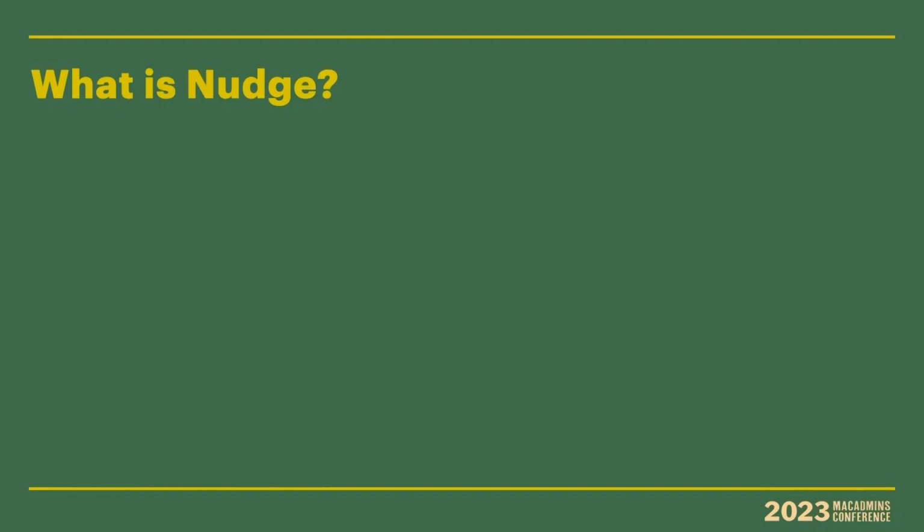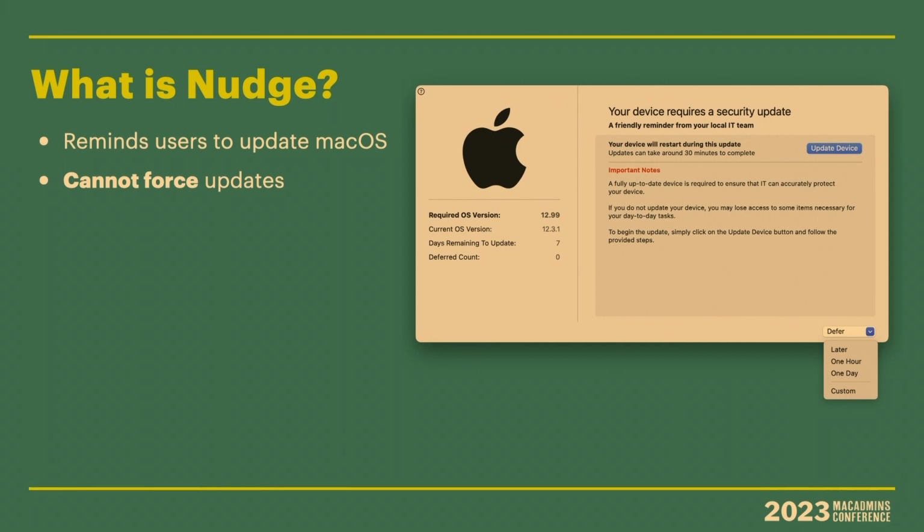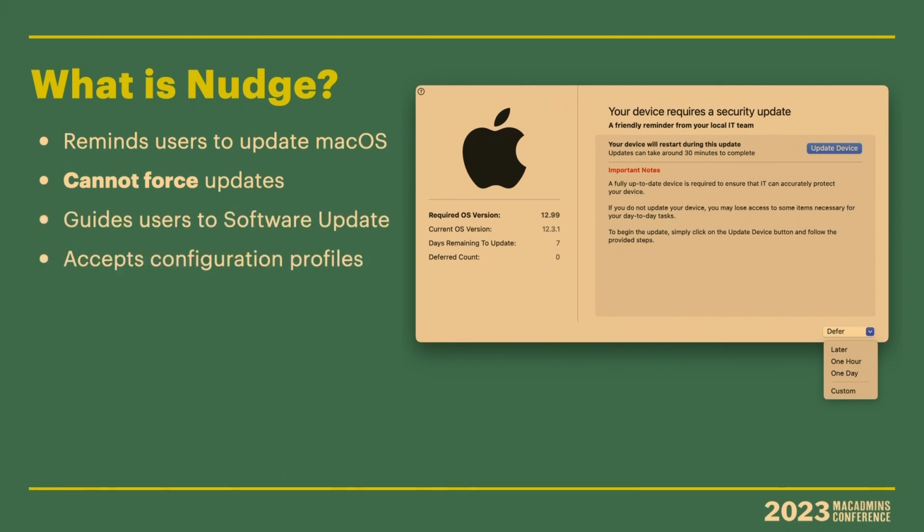For those of you who don't know what Nudge is, it's a screen that pops up depending on the settings that you set. It reminds users to update macOS. It cannot force updates. All it does is annoy the user constantly. It guides users to software update when they finally click the button. It accepts configuration profiles if you use an MDM like Jamf. I don't know of the others that use configuration profiles, where a JSON schema is accepted.